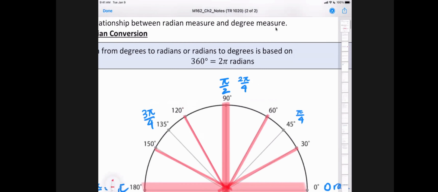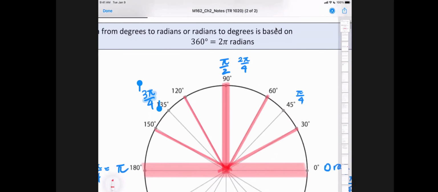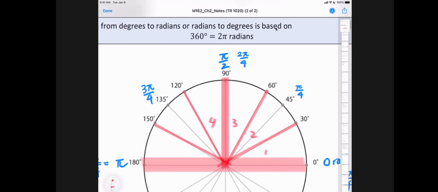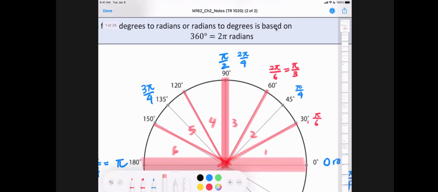Each piece, there's 1, 2, 3, 4, 5, 6. So each piece gets pi over 6. All right, so if we go around the circle, starting from 0, the initial side, we go to the 30 degrees, and that's 1 pi over 6, or just pi over 6. And we go to the next slice, the 60, and that would be 2 pi over 6, but that reduces to pi over 3. So the 60 degrees is pi over 3. You always want to use the reduced format.